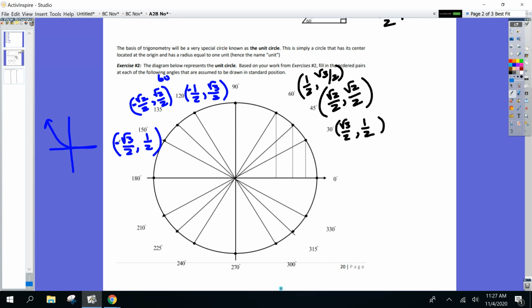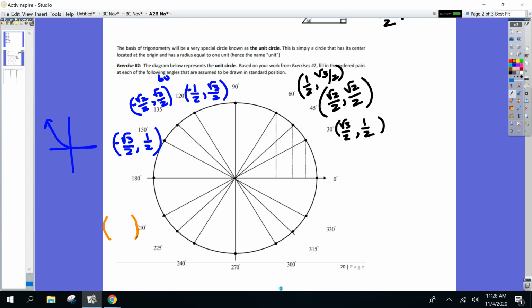All right, let's go a little quicker now. I won't ask everyone every degree measure. I'll write in some for you. Let's go to 210. I know you guys have a little trouble with reference angles in the third quadrant, but 210, what's the reference angle?